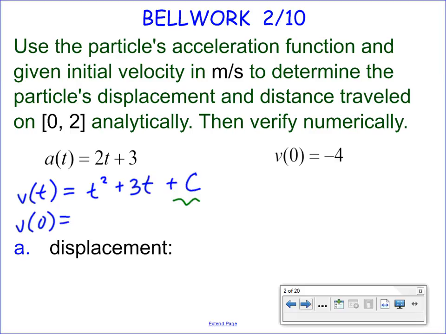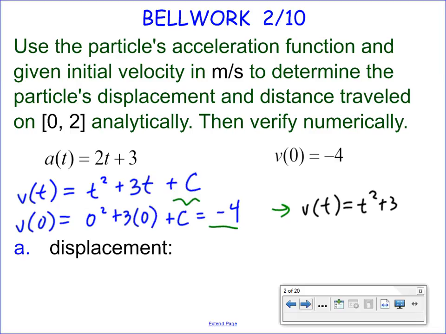Awesome. So if we evaluate my velocity function when t equals 0, it has to equal -4, and that gives us the constant. So the only way for this to happen, C has to be -4, which means that when I go through and do my displacement and distance travel calculations, I'll be starting with the velocity function that I now have pinned down as v of t equals t squared plus 3t minus 4. At this time, I'd ask that you raise your hand if you had the same velocity function as Kobe. Very good.